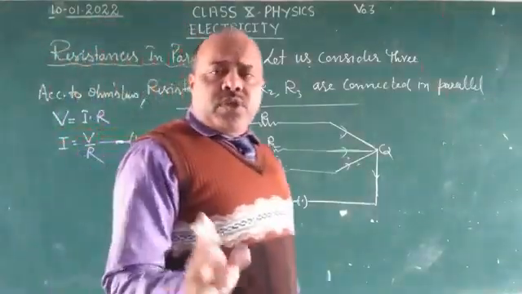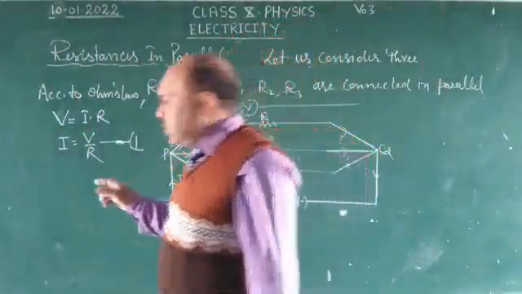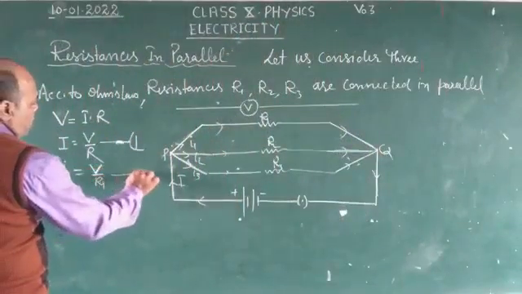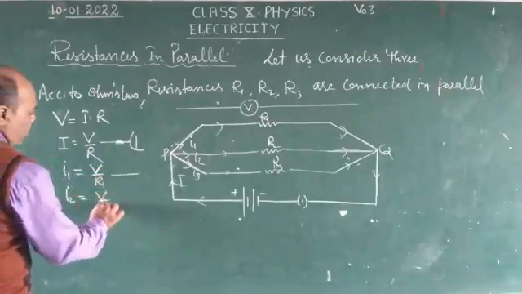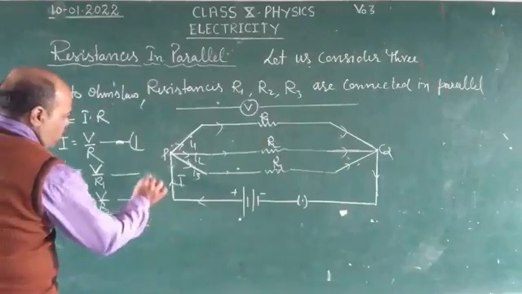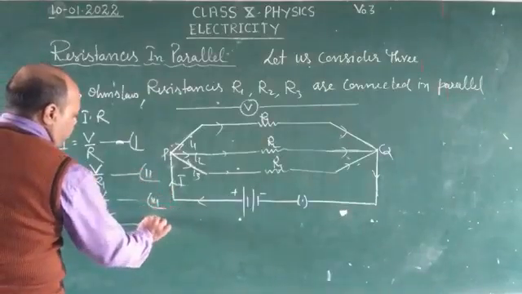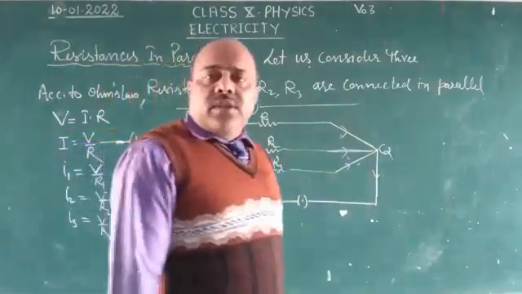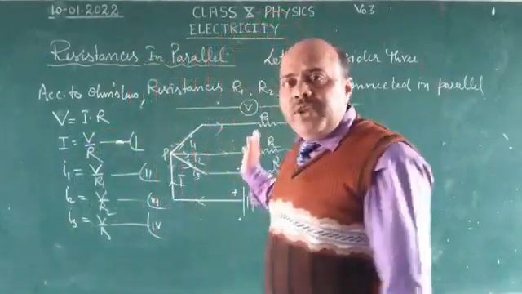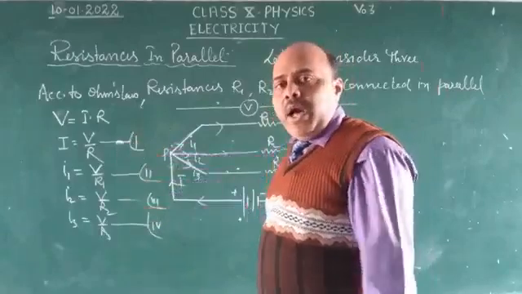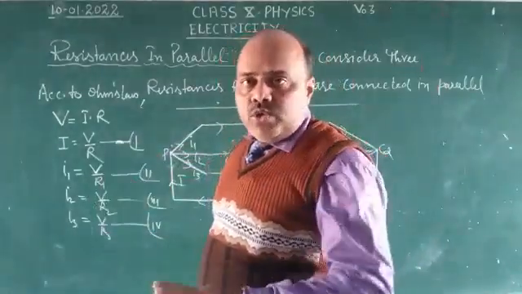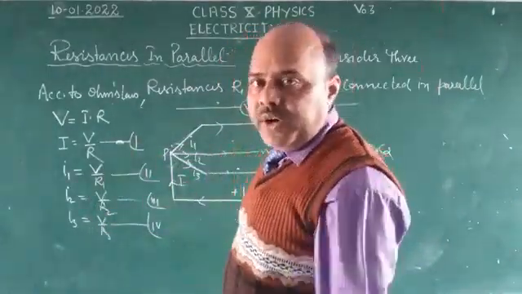But here we have to find, in the first resistance R1, the current I1, which is equal to V upon R1, and next I2 is equal to V upon R2, and next I3 is equal to V upon R3. If we have n number of resistances, then In is equal to V upon Rn. But here we have taken three resistances, so we write I1, I2 and I3. Now the total current flowing across the resistances is equal to the sum of all the currents flowing through the different resistances.